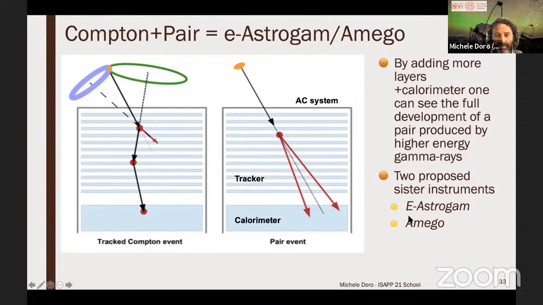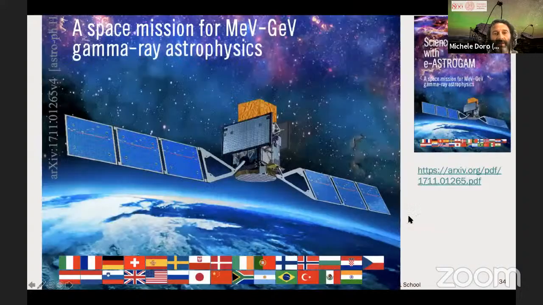Now, I will spend some time on this ASTROGAM. It's a space mission, a proposed one. It is not approved, for some reason. You can find the science case here, and it's a very interesting document to read. The MeV range is kind of forgotten, but it's really a part in which a lot of dark matter and fundamental physics topics are available. So I invite you, if you're curious, to have a look at those slides.